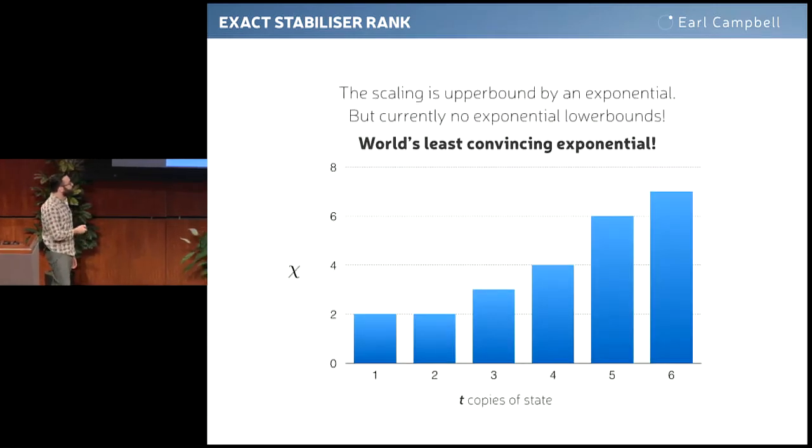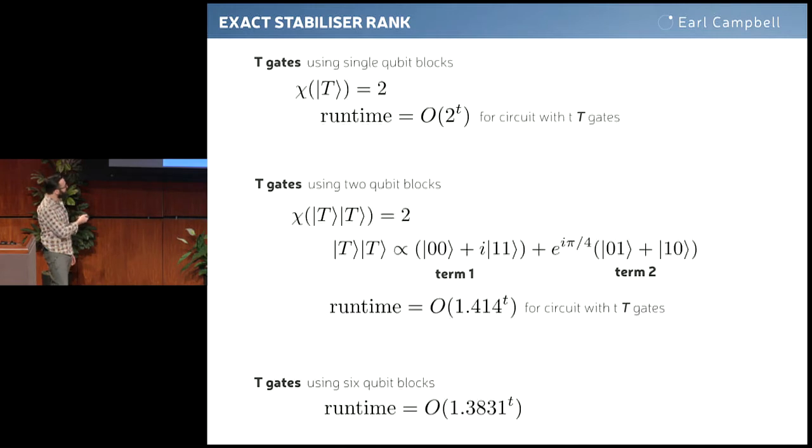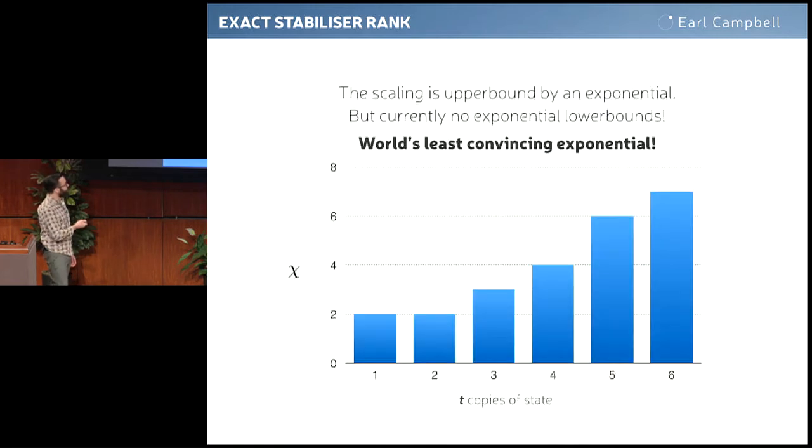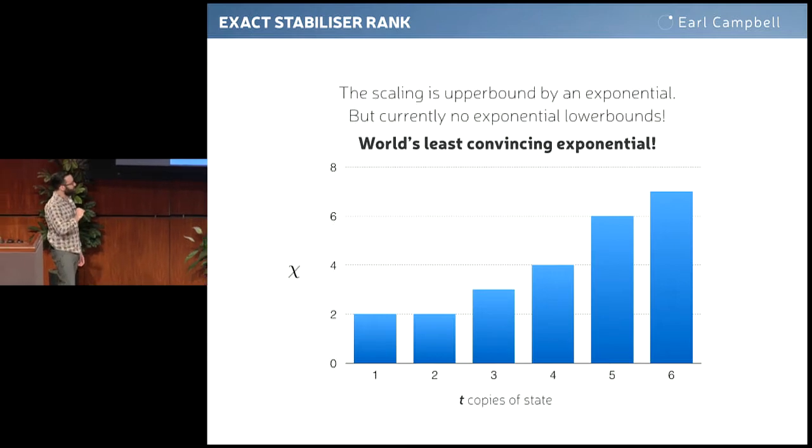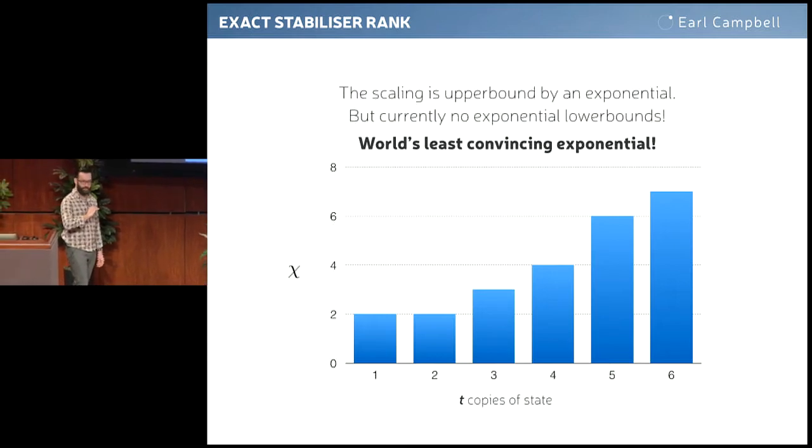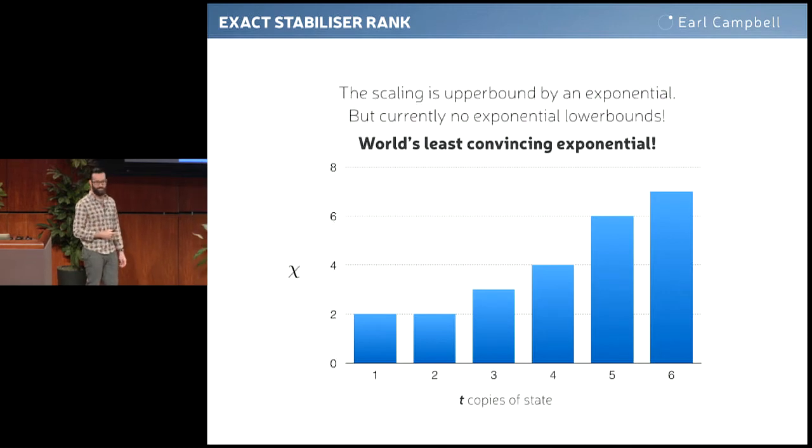So you might have noticed that maybe these numbers aren't so large, what the stabilizer ranks are, and it didn't actually change going from one to two. So this quantity chi is telling us what the complexity is of simulating our circuit. And it's constant, and then it looks like it's going up linearly. So I would call this the world's least convincing exponential.